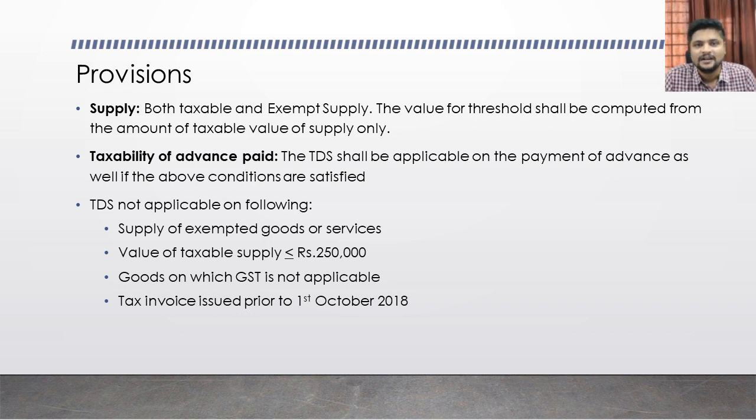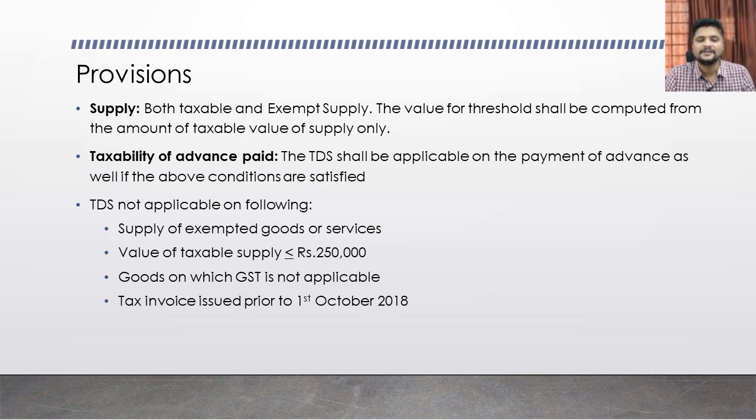Second one is, if this contract involves both taxable supply as well as exempted supply, then the value of taxable supply should be more than 2,50,000. It is not equal to and more. It means it is more than only. It should be a minimum of 2,50,001. Then only these TDS provisions will apply. Goods on which TDS is not applicable, then also TDS will not be applicable. If GST itself is not applicable on the goods, TDS provisions also will not apply on that supply.